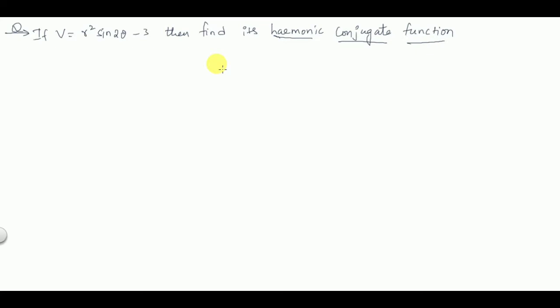We'll solve the first question now. In the first question he has given v is equal to r square sine 2 theta minus 3, and you are asked to find the harmonic conjugate function. That is, if f of z is equal to u plus iv, he is giving you the imaginary part and asking you to find the real part, because u and v, the real part and imaginary part of this analytic function f of z, are said to be harmonic conjugate functions.